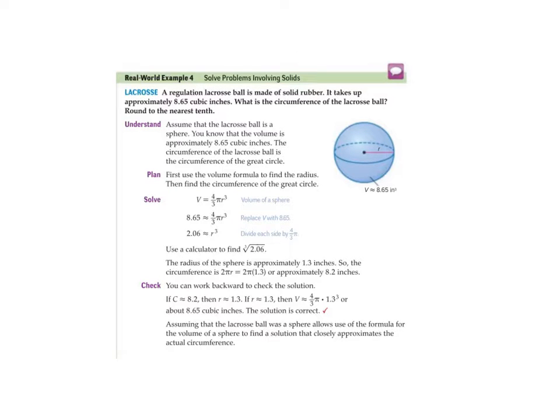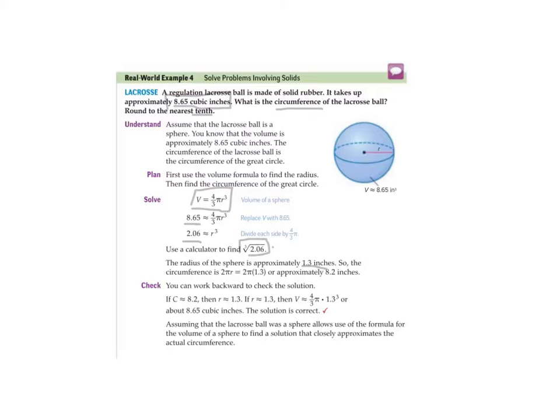Alright, and as you can see what they're doing in example 4, they're actually telling you what the volume is, which is 8.65, but they want you to find the circumference. So they're actually making you do several things in one. Okay, here's the formula, 4 over 3 pi r cubed, and you've been told that the volume is that, so working backwards. If you divide 8.65 by 4 over 3 pi, you get 2.06, and that is the radius cubed, so you need to cube root 2.06. Okay, and you finish up with 1.3.